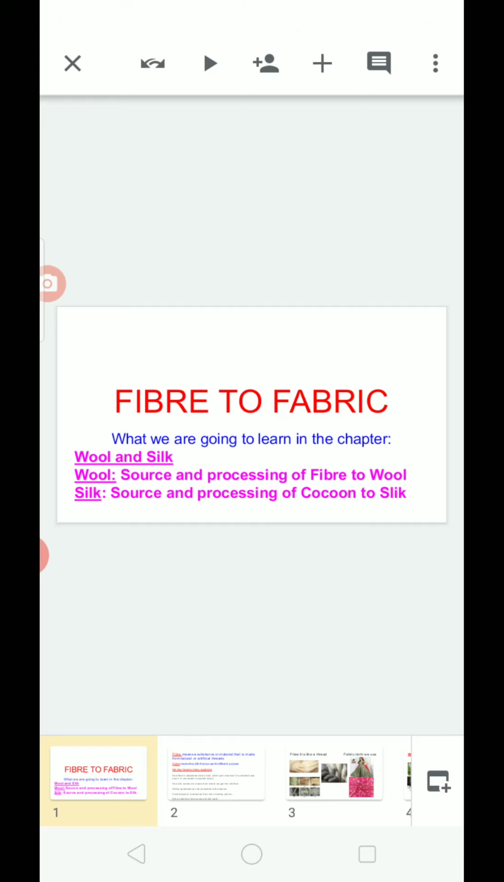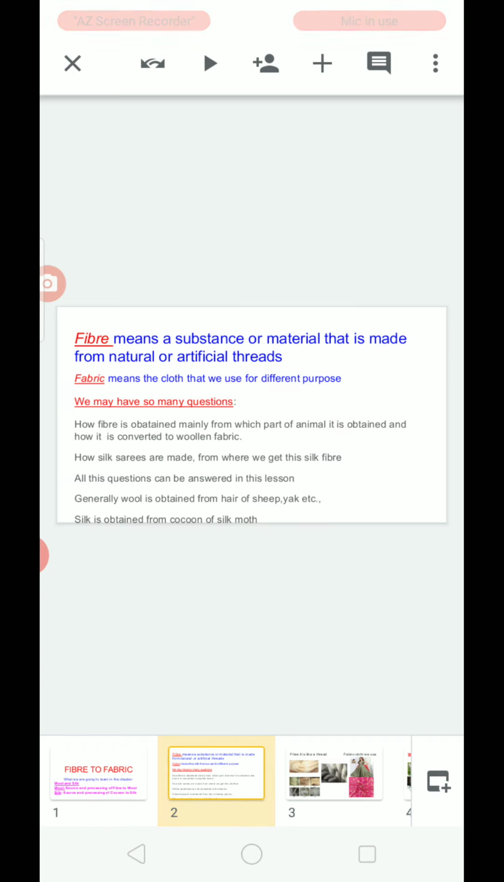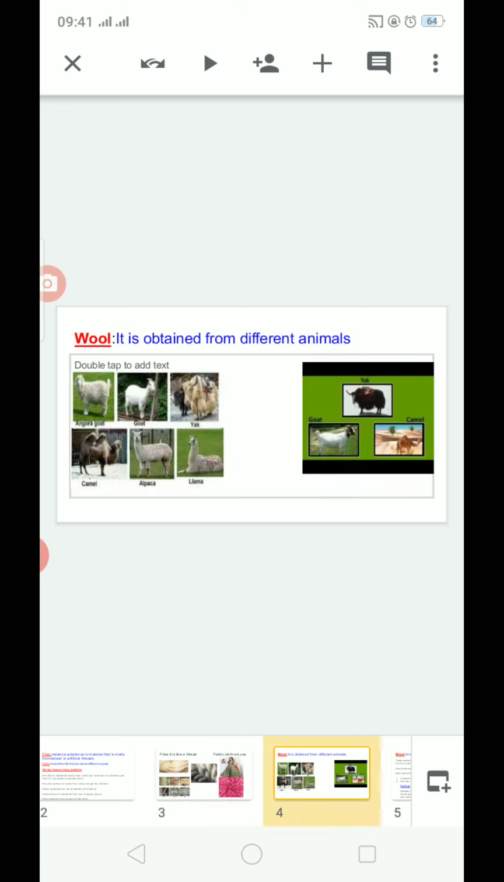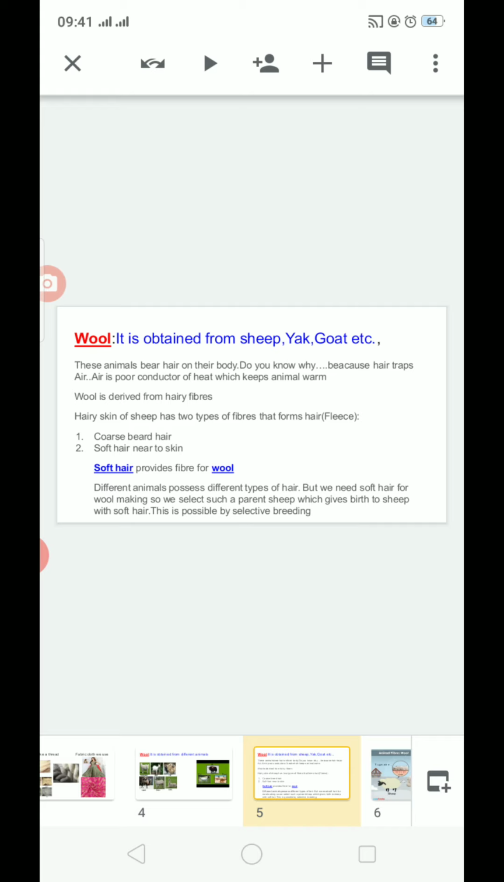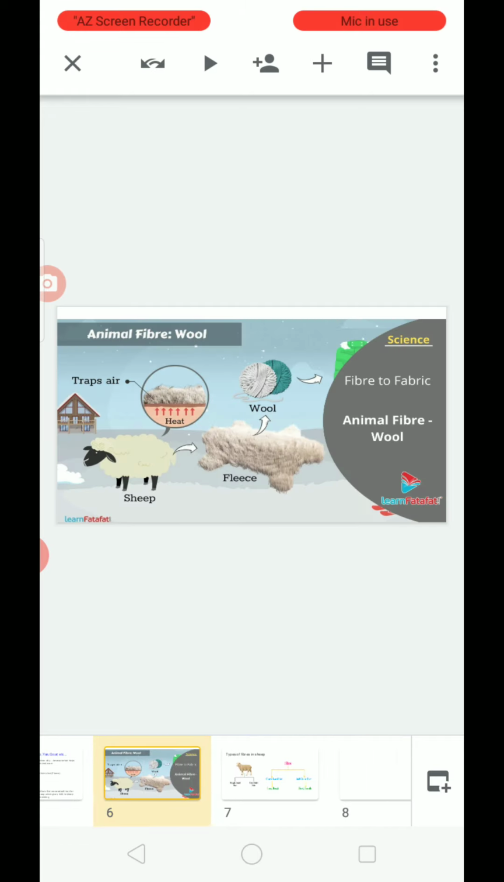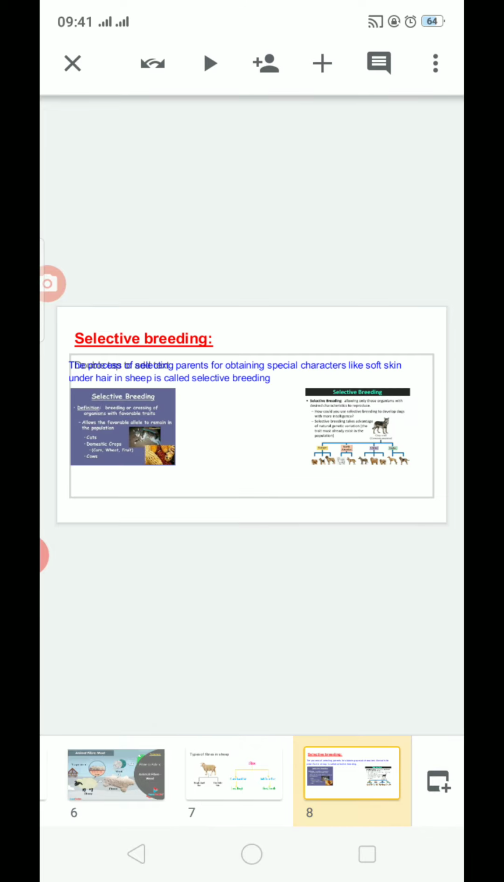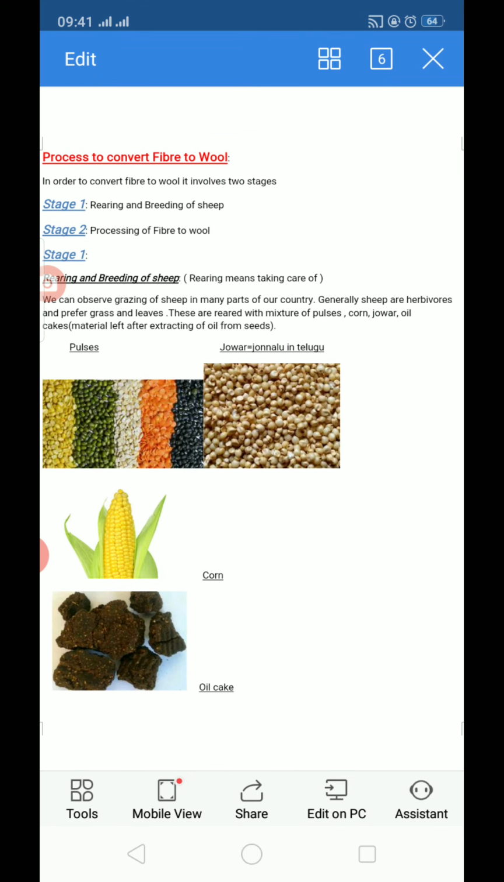So, in the previous classes, we learned about wool, from which animals we can get this wool, and types of that wool, and we discussed all these things. In today's class we are going to discuss the process of converting fiber to wool. Fiber means a thread-like material which is obtained naturally or synthetically, with which we can prepare a fabric, which means cloth.